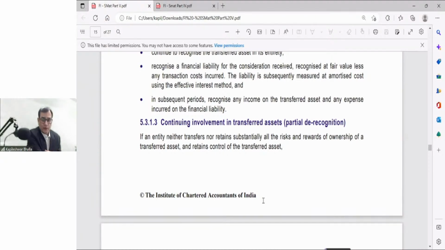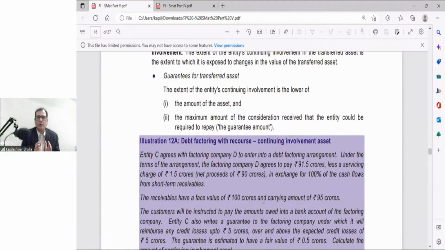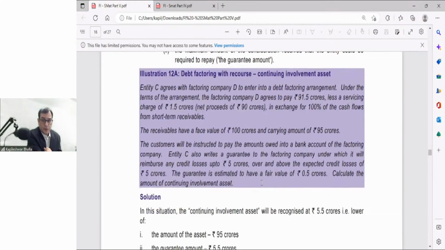So let's have a look at illustration number 12. There are a continuous set of 3 illustrations devoted to this concept: illustration number 12A, illustration number 12B, and illustration number 12C. We're going to do all 3 illustrations collectively. So watch this carefully. It'll take me 5 minutes, but you'll get a good hang of the concept. So now listen very, very carefully. Let's have a look at illustration number 12A.